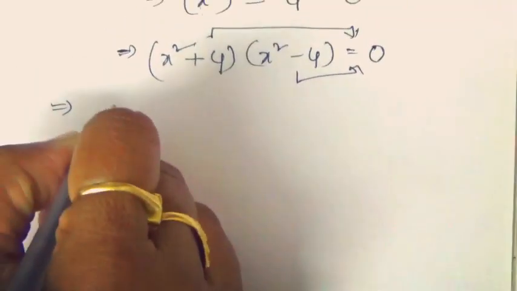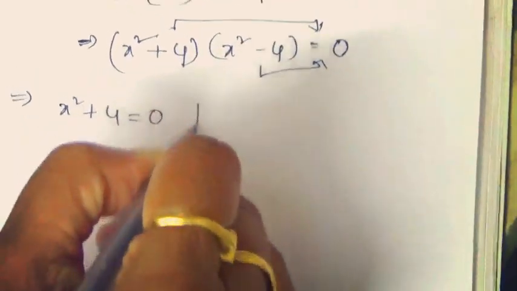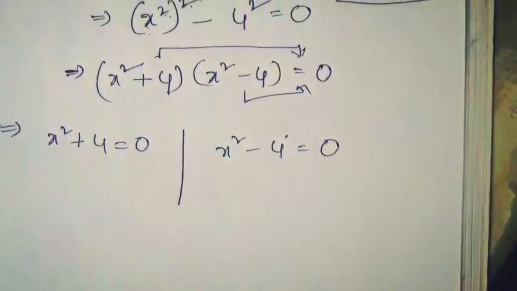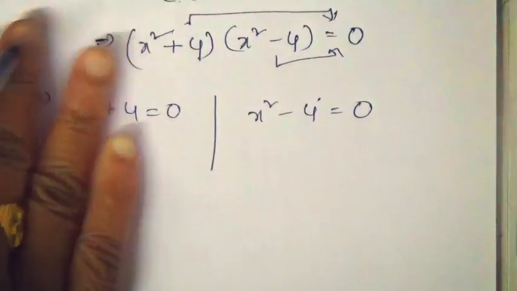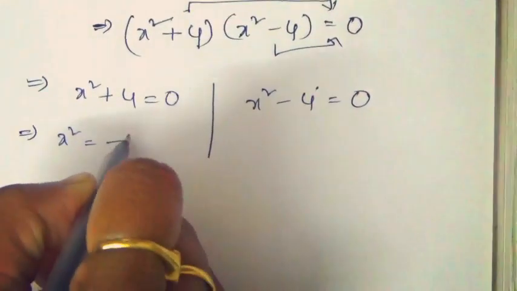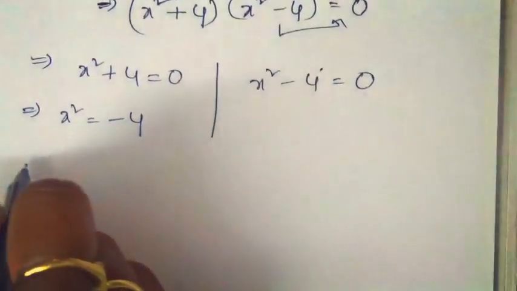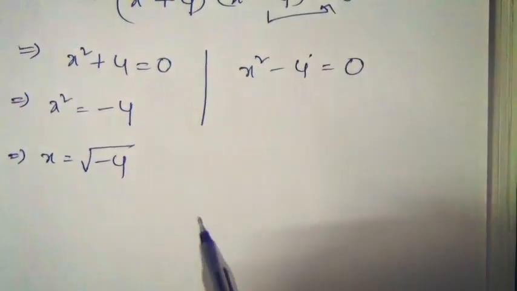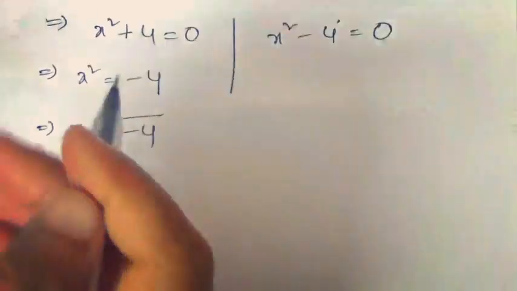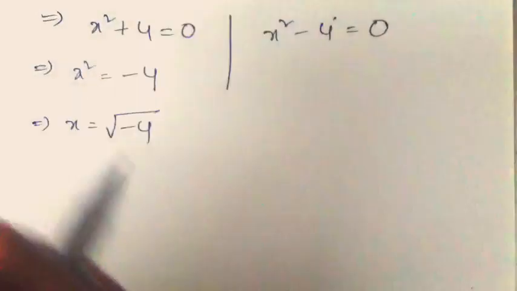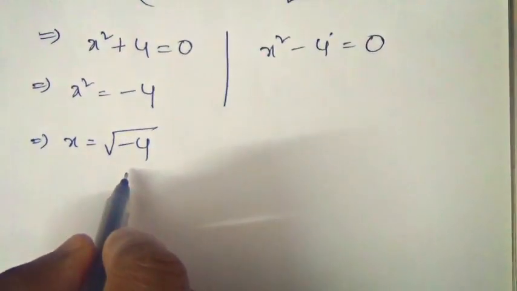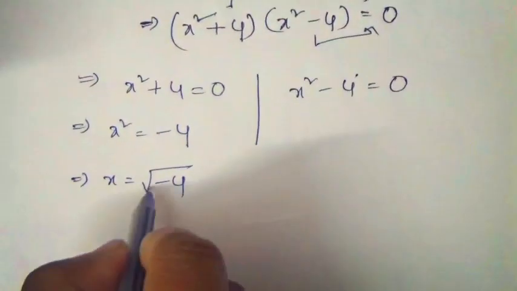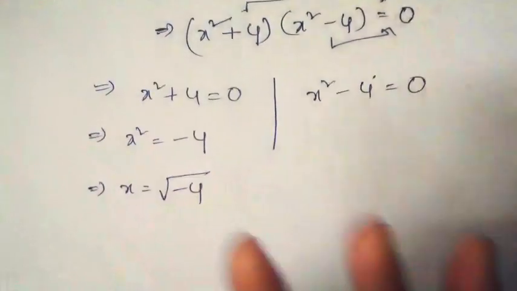How? x square plus 4 is equal to 0, and x square minus 4 is equal to 0. We just write this first one. So x square is equal to minus 4. Is it okay? That is equal to x is equal to square root of minus 4. In the root there is minus 4. Don't bring that minus 4. It's an imaginary number. Square root of minus 4 means it's an imaginary number.